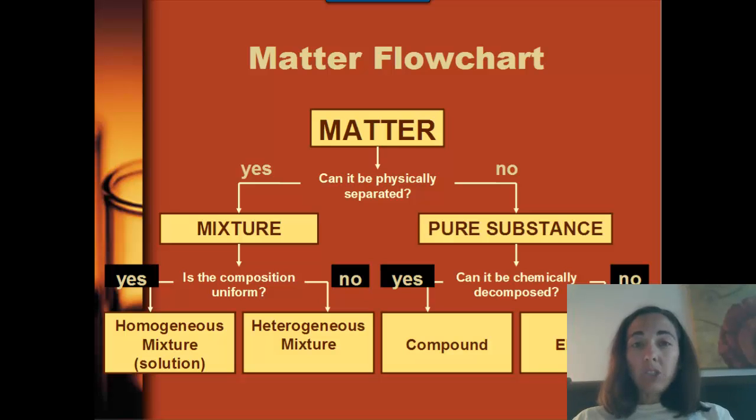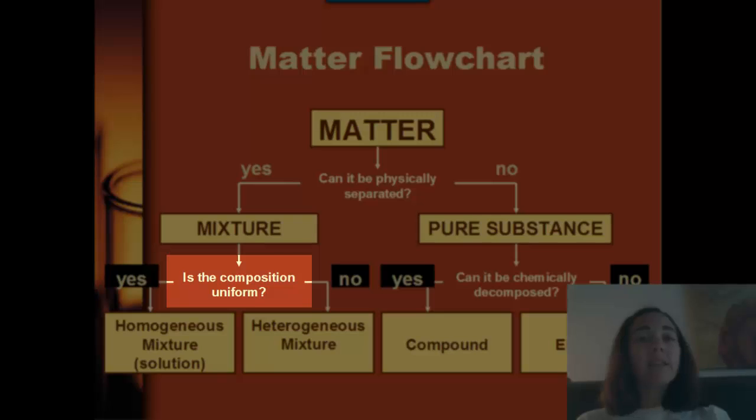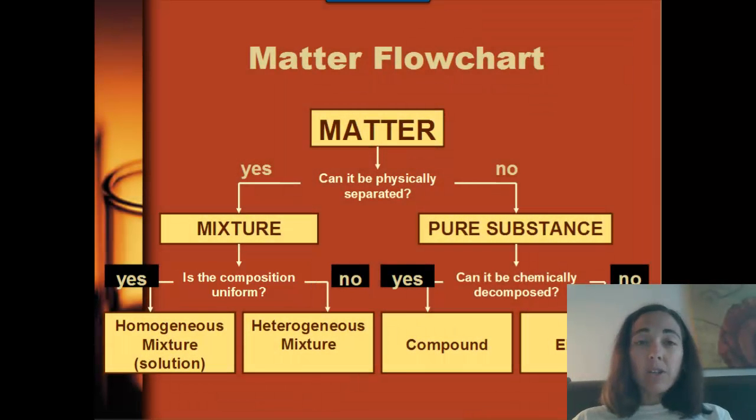Now we're going to look at each one of those one at a time, but I want to go ahead and show you at the bottom of this chart, there are two types of mixtures. When you ask yourself about a mixture, you have to think, is its composition uniform? Does it look the same throughout? If the answer to that question is yes, then you are looking at a solution or a homogeneous mixture. The prefix homo means the same. If the composition is not the same throughout, then you're looking at a heterogeneous mixture. Remember, that prefix hetero means different.